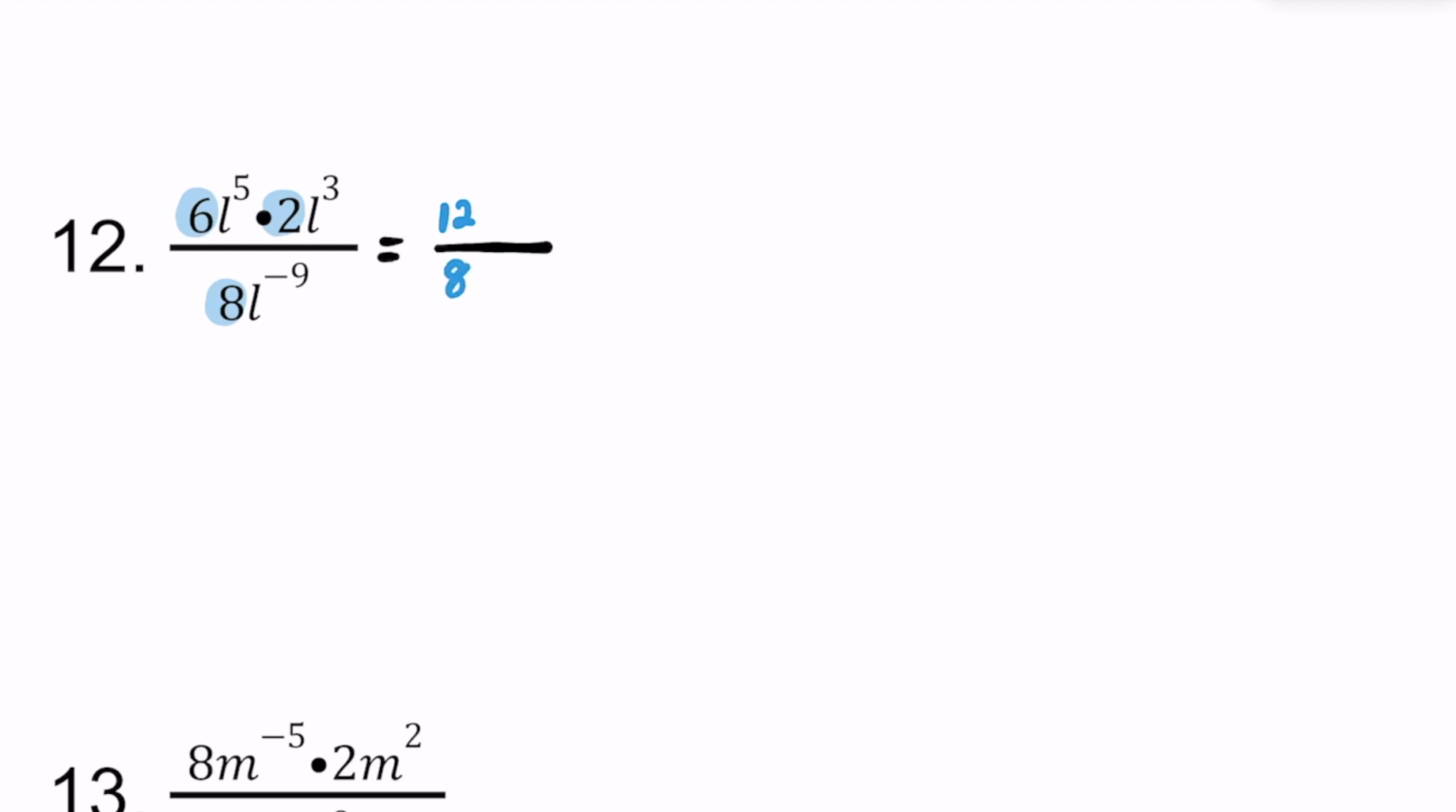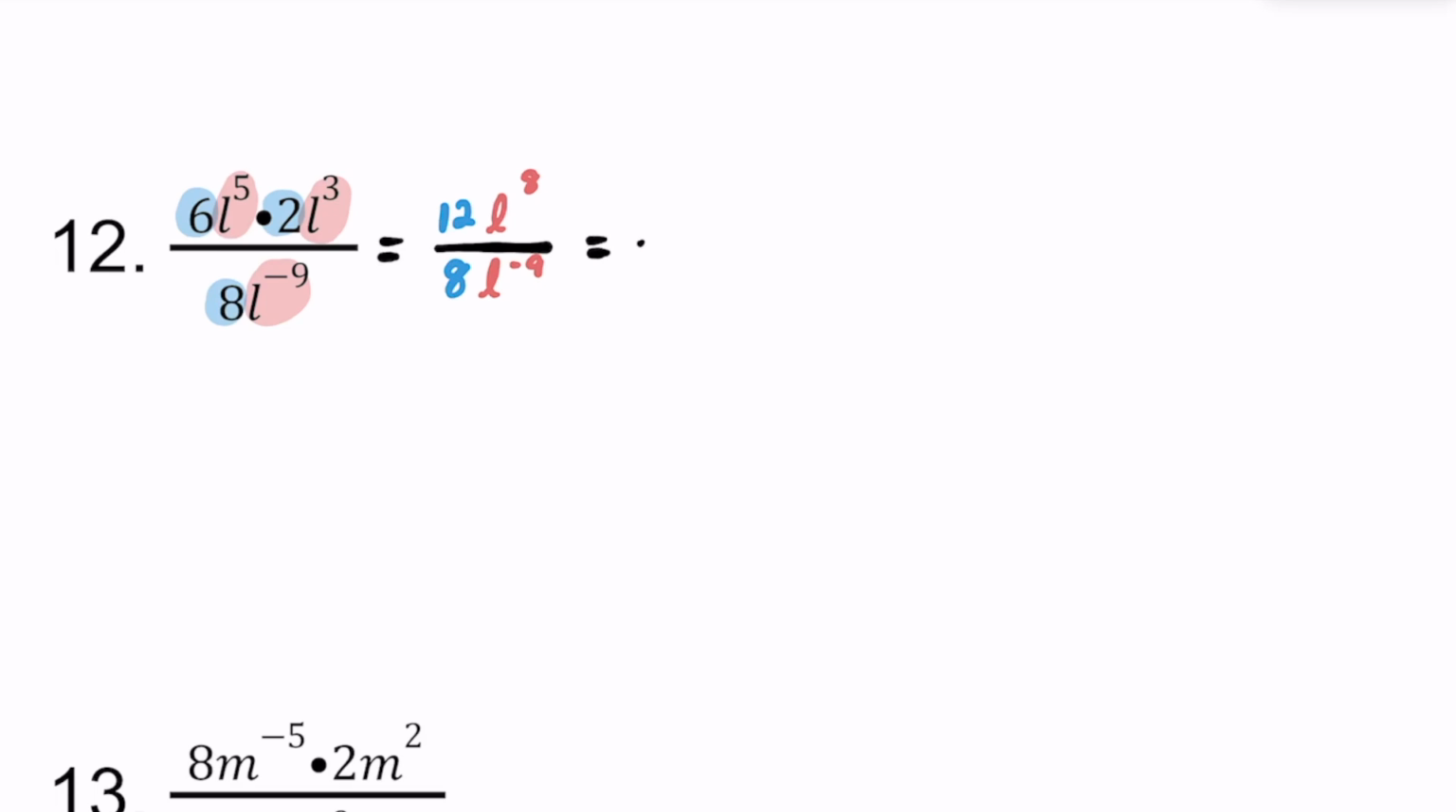Leave that alone. Moving on to these variables, we have L to the 5th power times L to the 3rd power. Using that product property, 5 plus 3 is going to be 8. So I'm going to use this cursive L. This is going to be L to the 8th power. In the denominator, we have L to the negative 9th power. So let's go ahead and write that down as L to the negative 9th power.